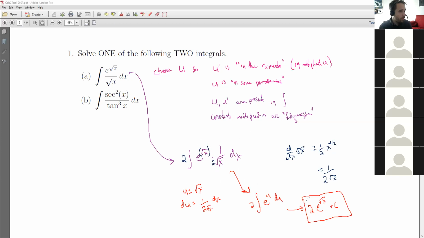So not only was this sort of like a nice review of u substitution, I hope that also helped with the thought process of how do I know that substitution is appropriate, and how do I know what a good choice of u is, and how do I deal with those pesky constants. I'm going to take a long drink of water and see if there are any questions about that.